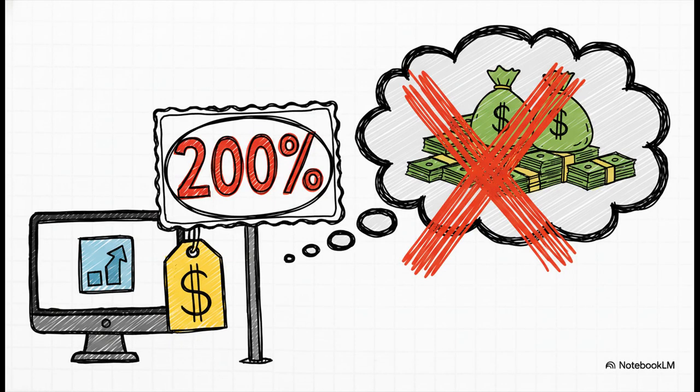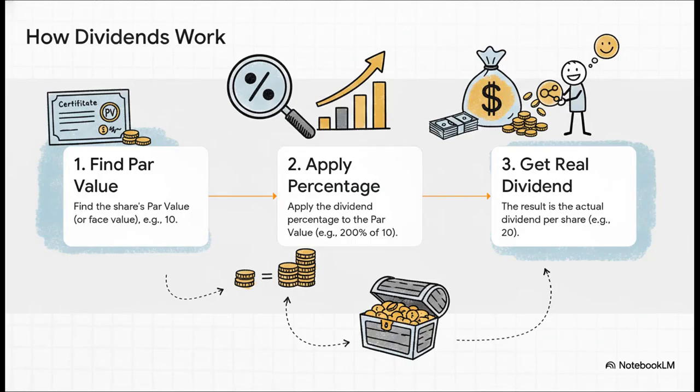Now, this is where things get really interesting because it brings up a huge common mistake people make with dividends. You see a company announce a 200% dividend and your brain immediately thinks, wow, that's 200% of whatever the stock is trading for. Nope, that is almost never how it works. The real secret is this little thing called par value, or sometimes face value. It's an old-school accounting value, usually something small like 10. The dividend percentage gets applied to that number, not the big market price. So a 200% dividend on a par value of 10 is actually a 20 payout per share. This is a perfect example of why knowing the little details really, really matters.